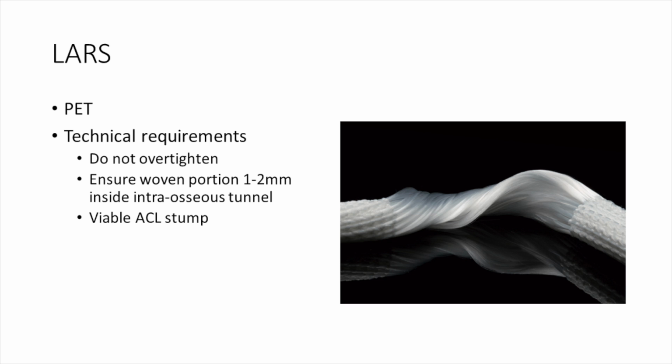What's different about LARS is that its intra-articular portion only has longitudinal fibers. The woven piece is meant to be kept inside the intra-articular tunnel. The other key thing about LARS, which is mentioned in the OPTEC, is that they must have a viable ACL stump in order to encourage tissue ingrowth into that material.